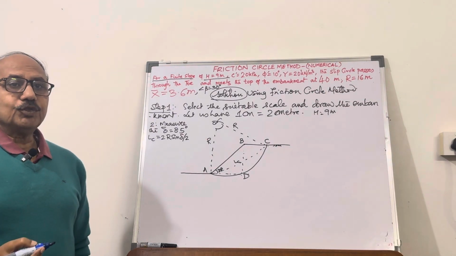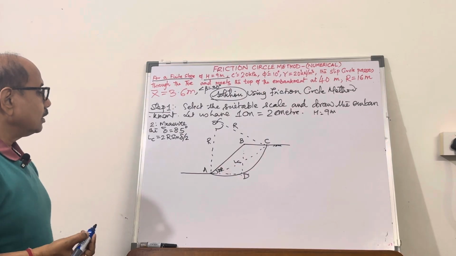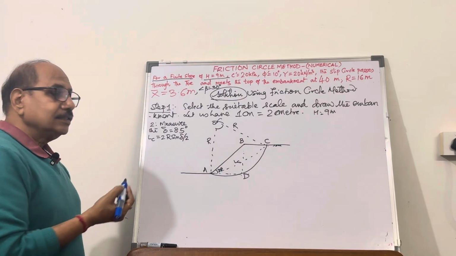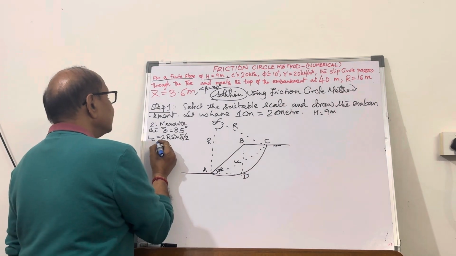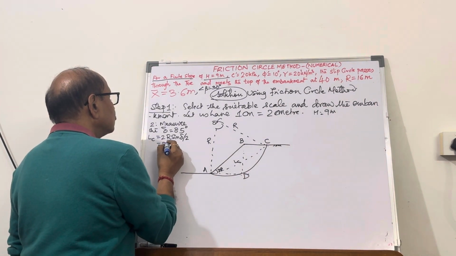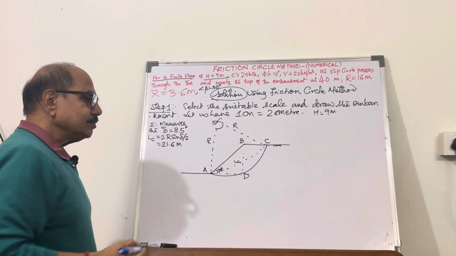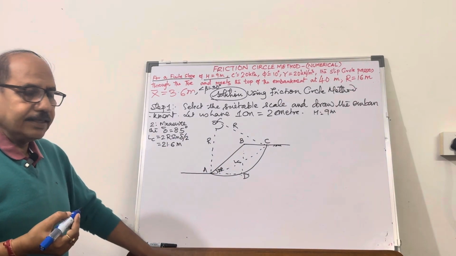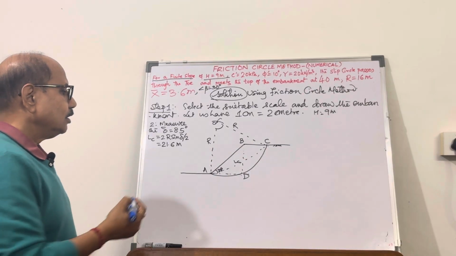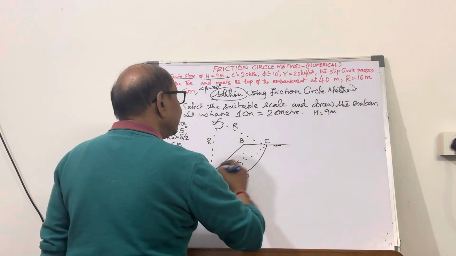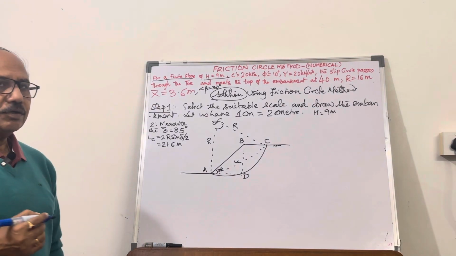So, if you measure it, you get 21.6 meter. Because it's a graphical tool, a graphical technique, on a graph paper you can easily do it. So a straight line A to C, you can join it and that becomes the length of the chord.